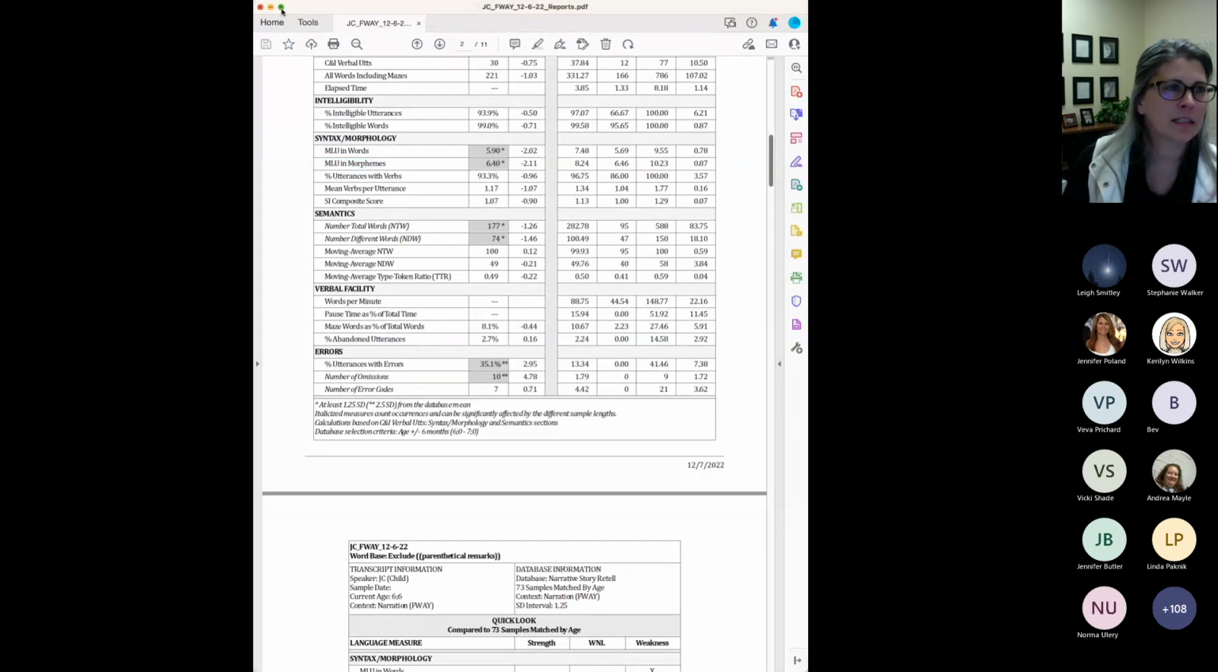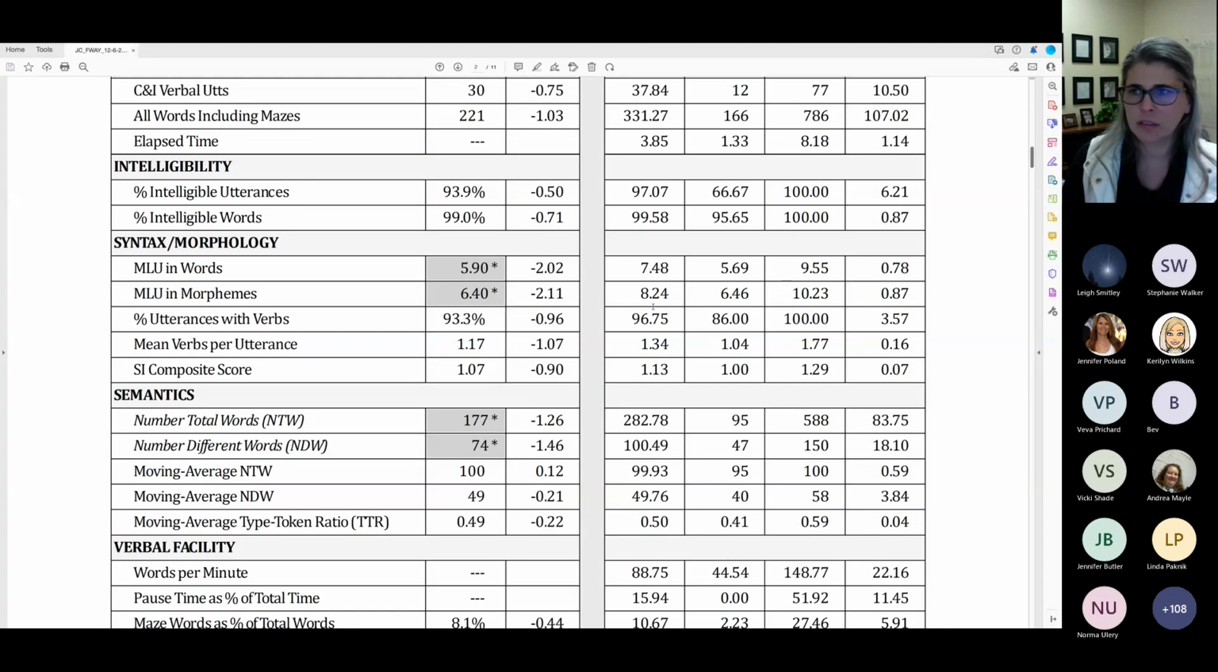Okay, so I'm going to go back to make this big because I have a feeling it went small on you. Okay. So then we have MLU and morphemes, which is the next line. This is the same thing as MLU and words. It's just now we're doing morphemes. So all those words that had slashes where they actually included it are now counted as multiple morphemes, which is why it's higher than the MLU and words. So we've got 6.4, but you can see that this child's still more than 2 standard deviations below his peers on his sentence length.